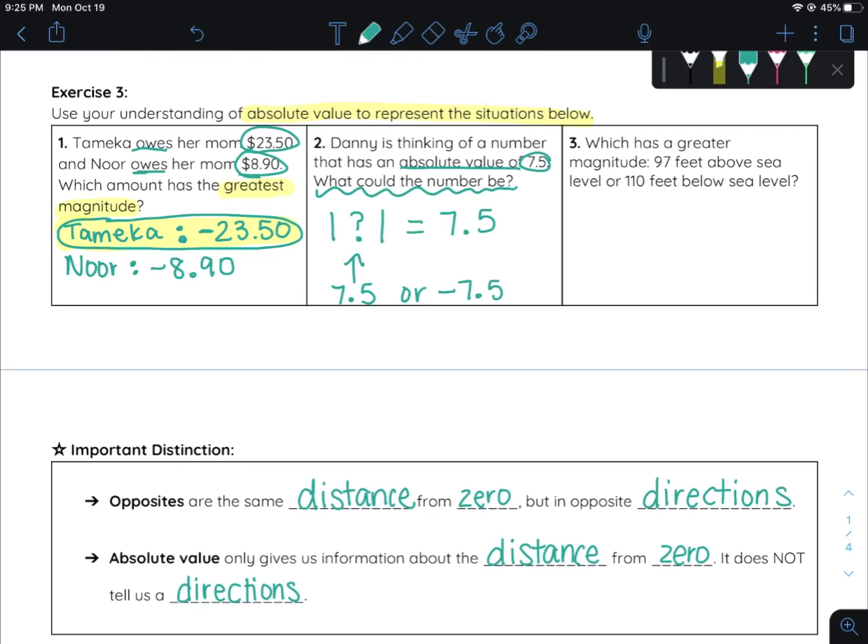version of that number. For number 3, which has a greater magnitude, 97 feet above sea level or 110 feet below sea level? So that's positive 97 or negative 110 because it says below. And the question is asking greater magnitude or greater absolute value, not which one is bigger or smaller, but which one is farther away from 0. And that's actually going to be the negative 110. So even though it's technically a smaller integer, it has a greater magnitude or a greater distance from 0. So it's our answer here.